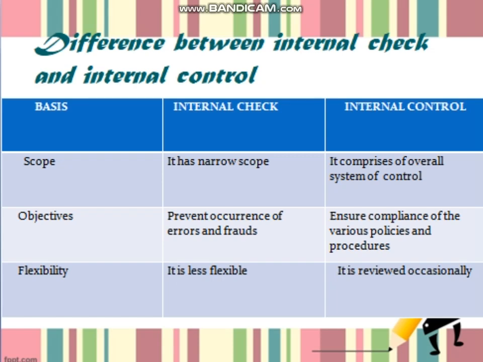On the basis of scope, internal check has a narrow scope. On the basis of scope, internal control comprises the overall system of control. On the basis of objective, internal check prevents the occurrence of errors and frauds. Internal control ensures the compliance of various policies and procedures. And on the basis of flexibility, internal check is less flexible, while in case of internal control, it is reviewed occasionally.